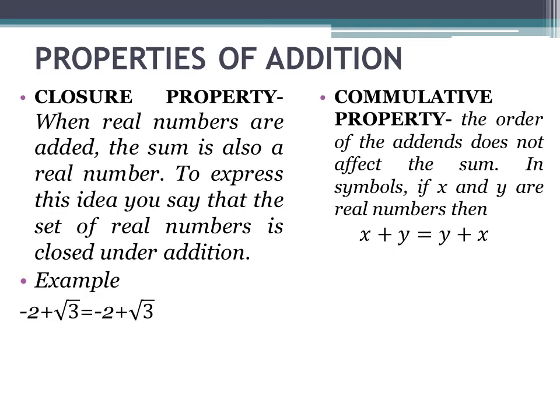In symbols, if x and y are real numbers, then x plus y is equal to y plus x. For example, we have 7 plus -4 is equal to -4 plus 7. If we solve this one, for the right side, we have -4 plus 7. Since they did not share a common sign, just simply subtract. Then copy the sign of the bigger number, which is positive. So -4 plus 7 is equal to 3. Then on the left side, 7 plus -4, we still have 3. So that is for the commutative property.